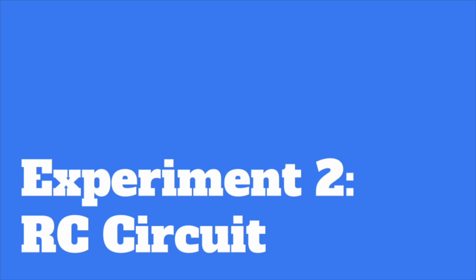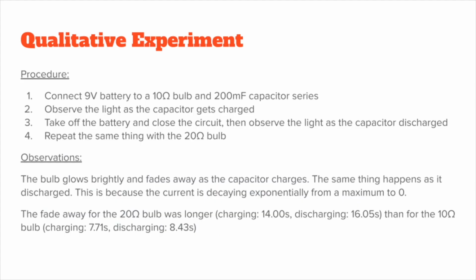Moving on to the second experiment on the RC circuit, we want to connect a 9 volt battery to a 10 ohm bulb and 200 millifarad capacitor in series. And we see that the bulb glows brightly and fades away as the capacitor charges, but then when we discharge it, the same thing happens because the current is decaying exponentially from a maximum to 0. When we replace the bulb with a 20 ohm bulb, the fade away was longer. It took 14 seconds to charge and 16 seconds to discharge, longer than for the 10 ohm bulb.